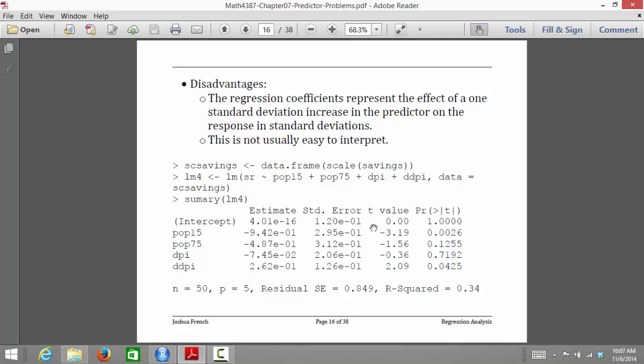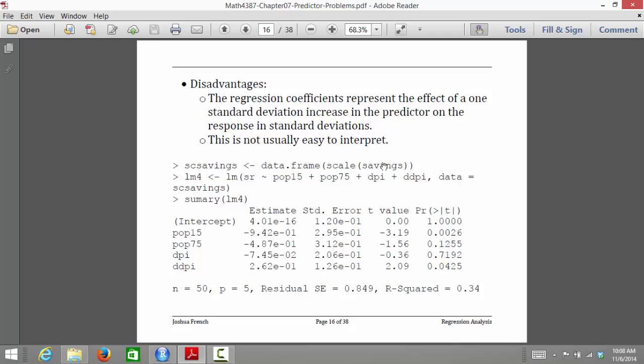But there are some disadvantages. When you talk about interpreting your regression coefficients, you have to talk about a change of one standard deviation in your predictor. So when you have a 1 standard deviation increase in your predictor variable, then you have some change in your response. And if you standardize the response, you're now talking about the change in the response also in standard deviations, which is not necessarily easy to interpret. So you've got to be careful with that.